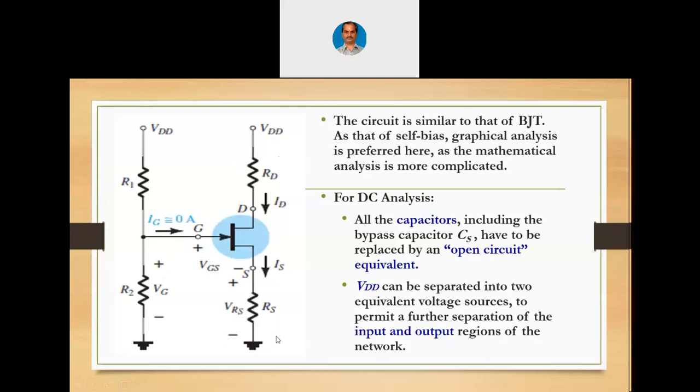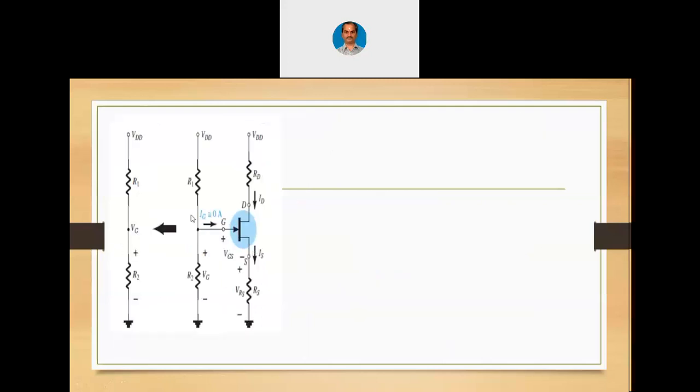At the output side we can simply apply KVL which is VDD equals IDRD plus VDS plus ISRS or IDRS. So we get the same equation as the previous circuit. That means VDS equals VDD minus ID into RD plus RS. It is going to the same equation because as far as the output is concerned, there is no difference in the circuitry. So now we are applying this analysis and since IG is 0 ampere, applying KCL, we have IR1 equals IR2, Kirchhoff's current law.